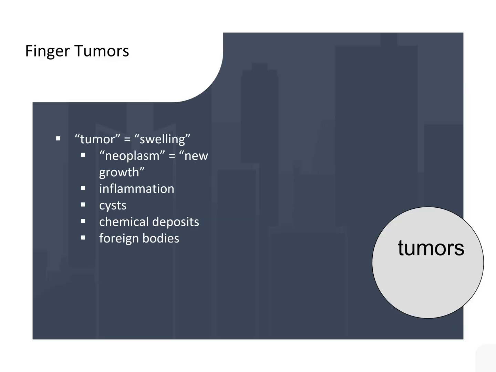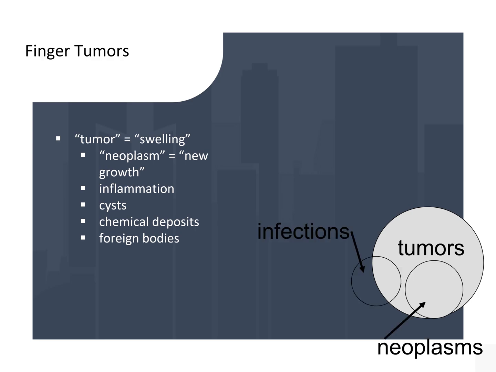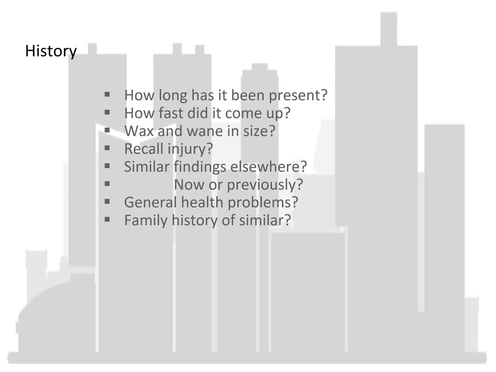A finger tumor, really what tumor means is just a swelling, and the cause of that swelling can be a neoplasm, or an actual, what you think of as a soft tissue tumor or a new growth. It could be swelling or inflammation. It can be cystic. There can be chemical deposits within the tissues, or it could be the result of a foreign body. And this can all come under the umbrella of tumors, neoplasms, infections, inflammation, cysts, chemical deposits, foreign bodies. They all can broadly be called tumors.